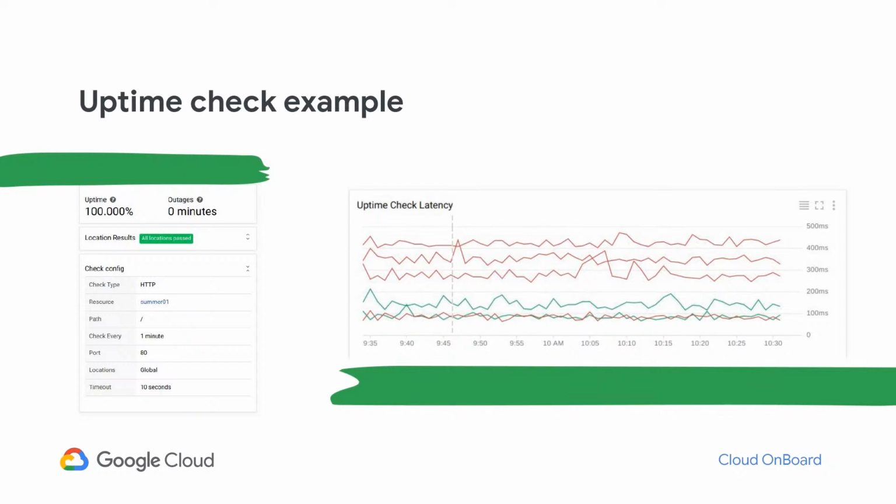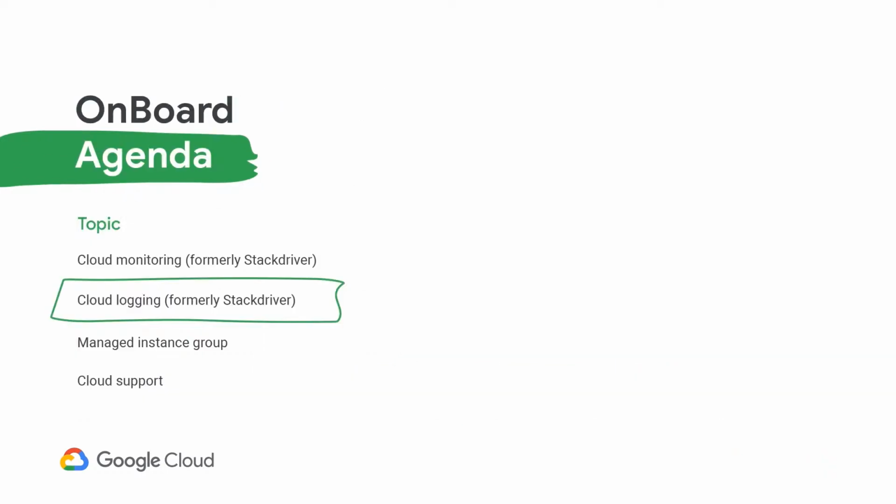Now, what is happening here? The resource is being checked every minute from 6 different locations across the globe. Each uptime check is then configured with a timeout period, and checks that do not get a response within the timeout period are going to be considered a failure and affect uptime. That's one of the examples of how Stackdriver really operates. It's really cool. Next, we'll see how Stackdriver logging operates.